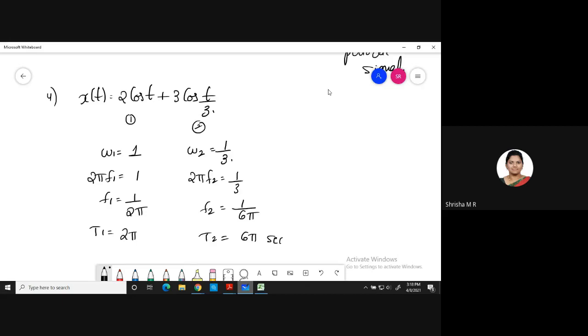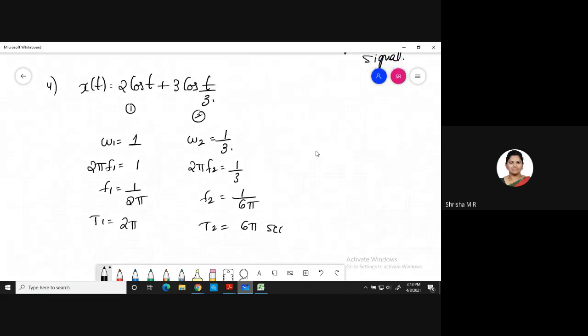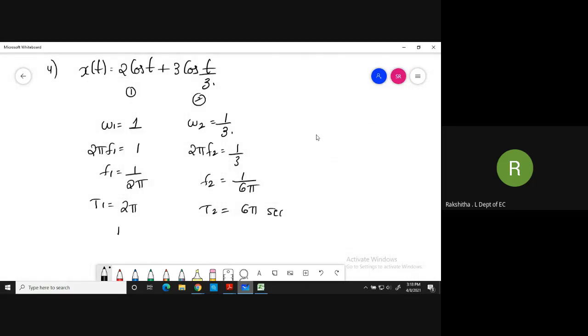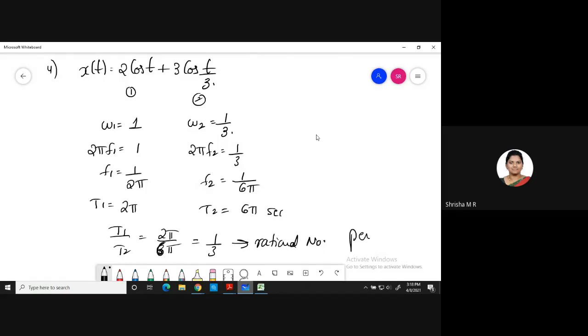Now find the ratio of T1 and T2. T1 by T2 is equal to 2 pi by 6 pi. So what do you get? 1 by 3. So it's a rational number, right? So 1 by 3 is a rational number, so the signal is a periodic signal. If the signal is periodic, you will find the fundamental period. So tell me the fundamental period for this.